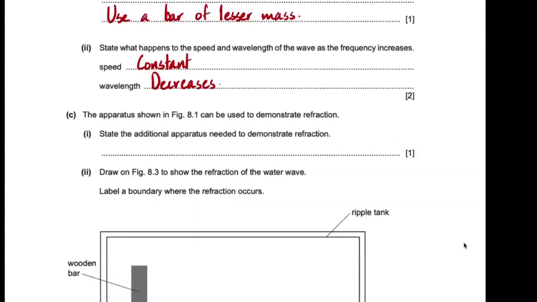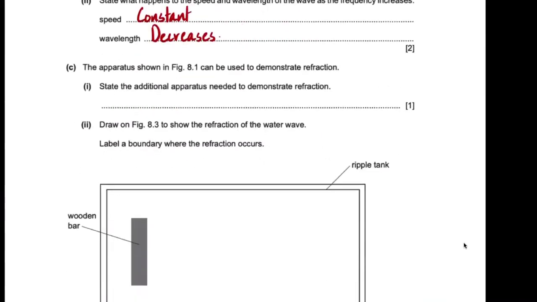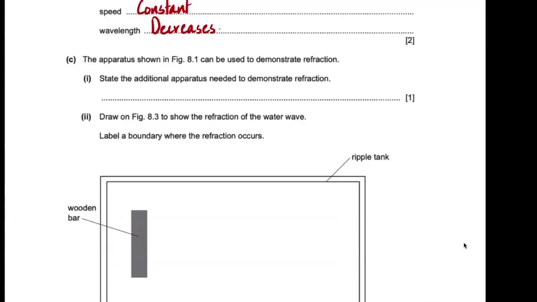The apparatus shown in 8.1 can be used to show refraction. State the additional apparatus needed to demonstrate refraction. So we know you need a glass block to create those regions of deep and shallow water. Draw on 8.3 to show the refraction of the water wave. Label a boundary where refraction happens.